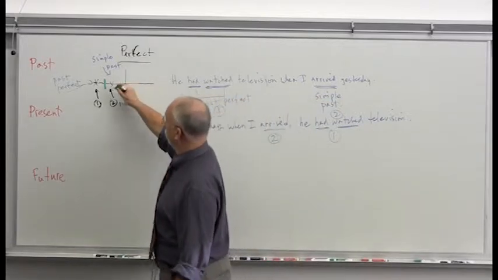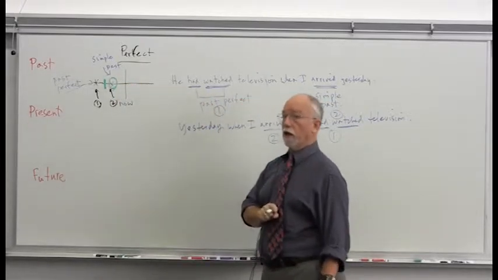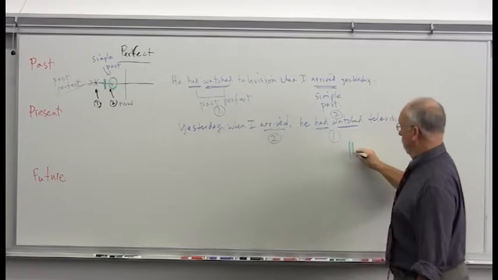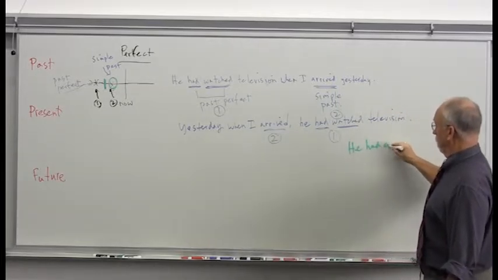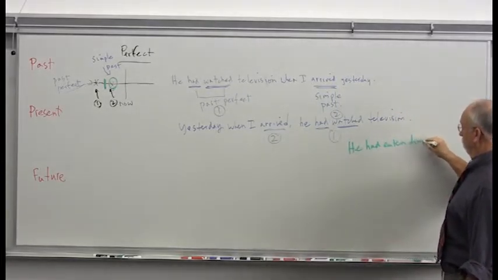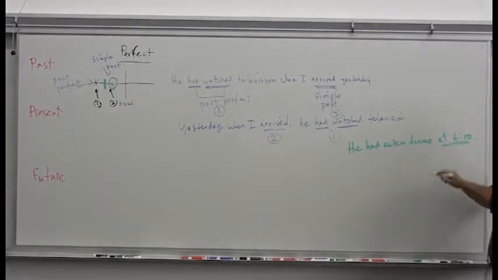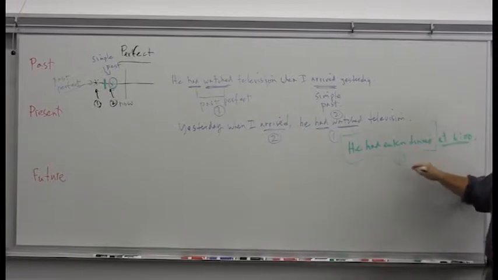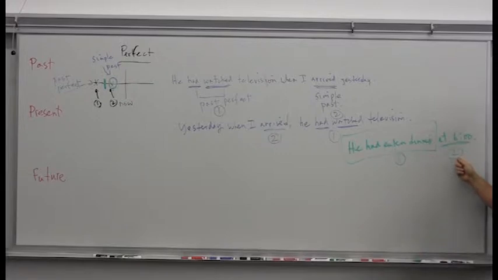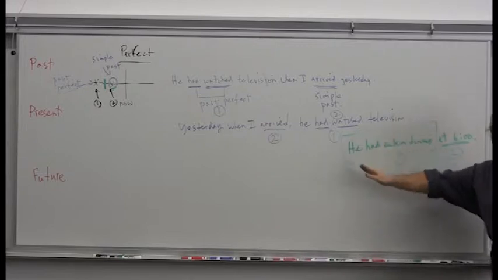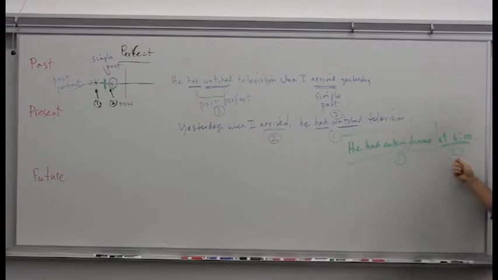Now the second one doesn't necessarily have to be an action. He had eaten dinner at 6 o'clock. So this tells me that at 6 o'clock, this action was finished. So this is the first one, and this is the second one. The second one doesn't necessarily have to be an action. It can just be a time, and this is a finished action, an action that occurred prior to this particular time.